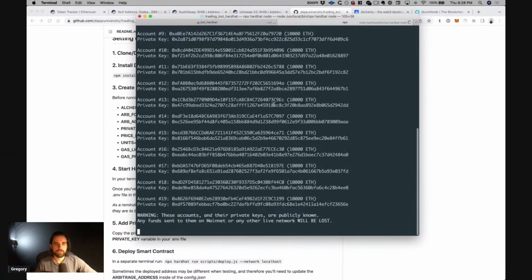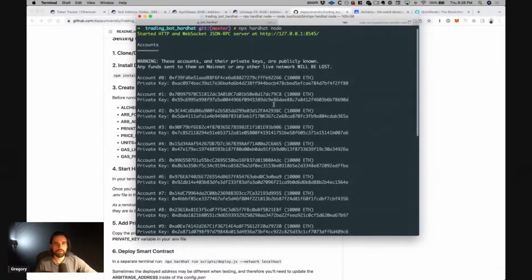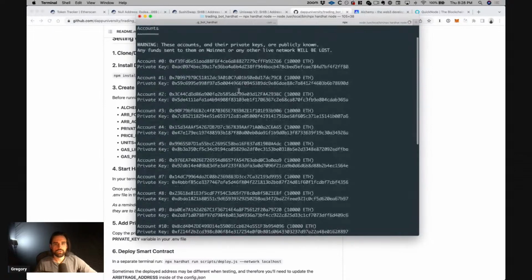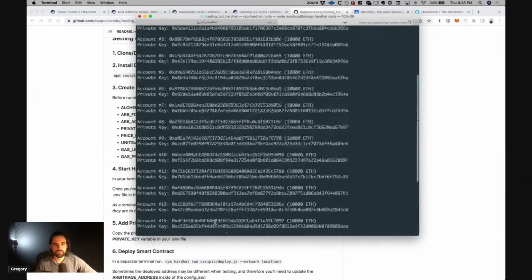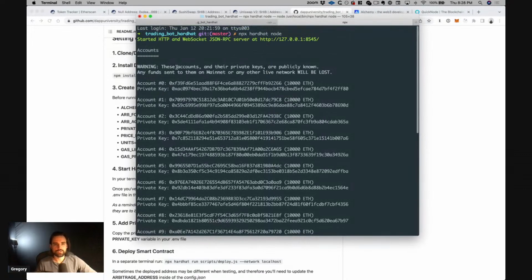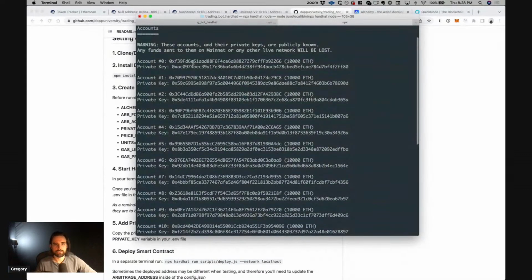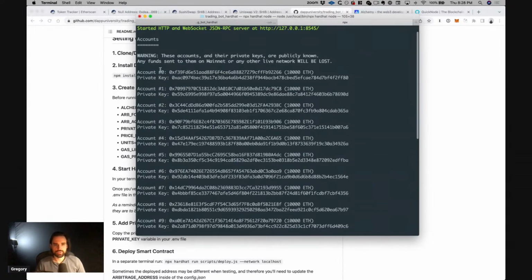All right. And that's going to show you a test blockchain with 20 accounts that all have 10,000 fake ether inside of them. They have key pairs: a public account address and a private key. You're going to find account number 0. You're going to take that private key. You're going to copy it.